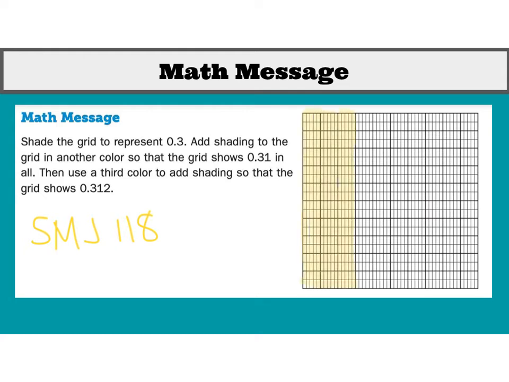Okay, so I've taken my first color and I have shaded 3/10. So I've got 1, 2, 3/10. And next we will select a different color to show the 1/100th. Here I've shaded 1 whole square to represent the 100th. And then we need to select a third color to show the 2,000ths.